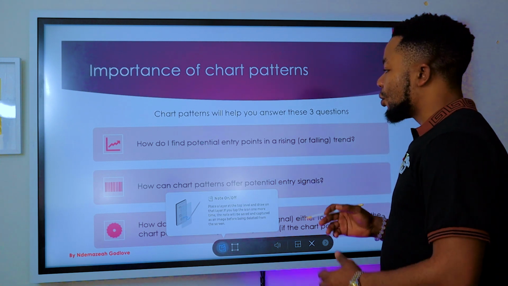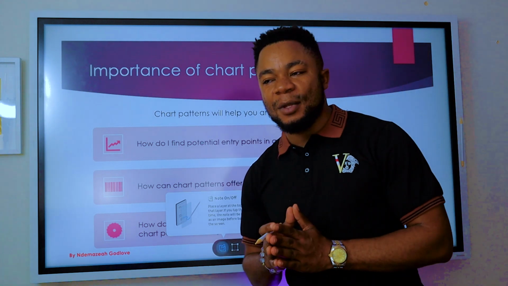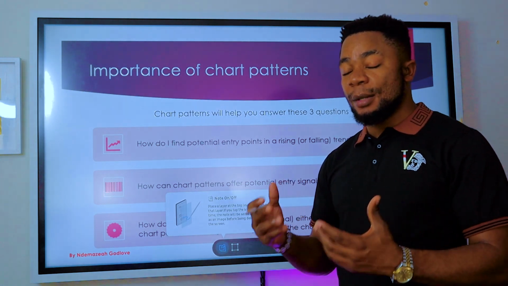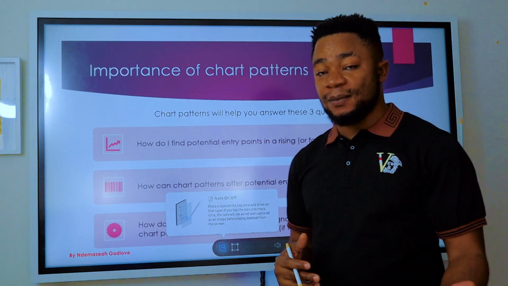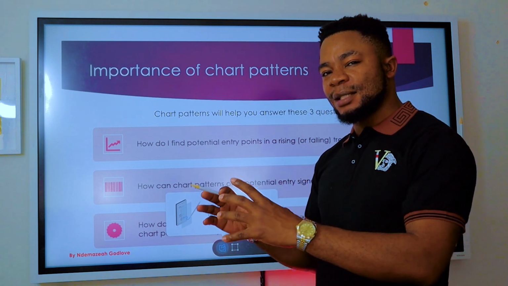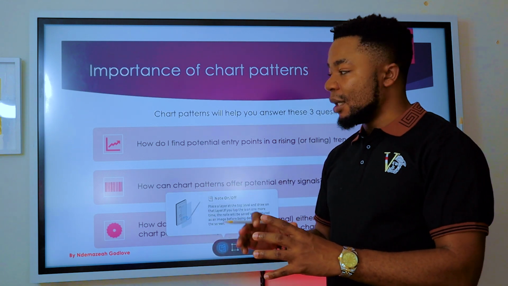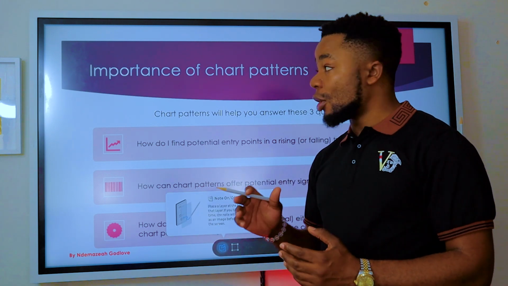All right, so it helps you to be able to determine your potential entries in the market. So like I just explained earlier, a particular pattern will be able to tell you that, okay, let's just take something like double bottom, double top.